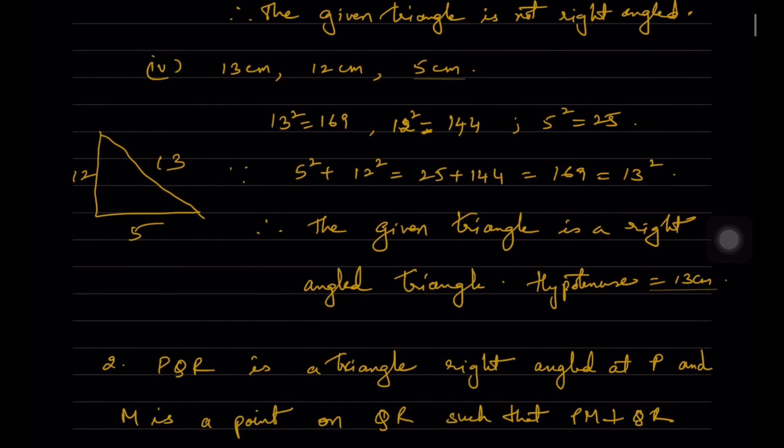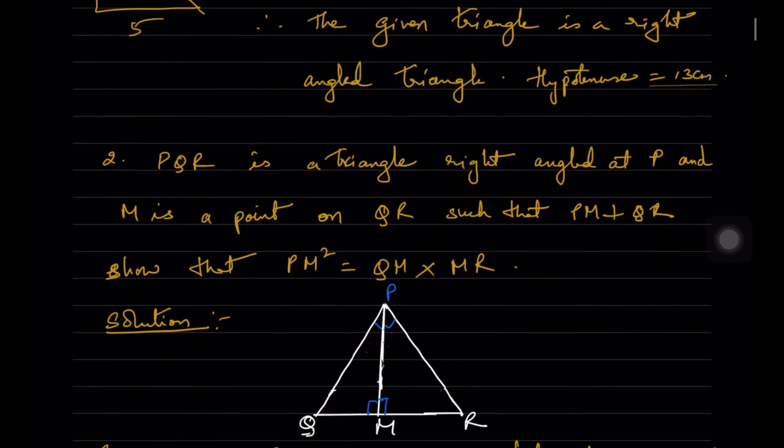Next, going to the fourth one, we are given 13 centimeters, 12 centimeters and 5 centimeters. Here the largest side is 13 centimeters. So 13 square should be equal to 12 square plus 5 square. We can see that it is equal, because 5 square is 25, 12 square is 144 and 13 square is 169. So 25 plus 144 is equal to 169, which is 13 square. So the given triangle is a right angle triangle and the hypotenuse is 13 centimeters.